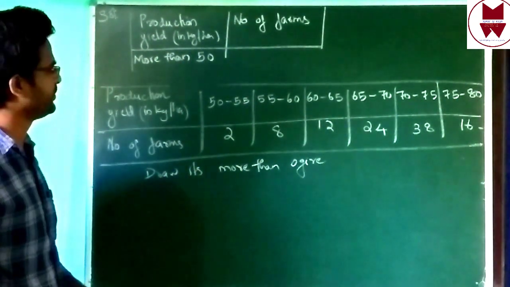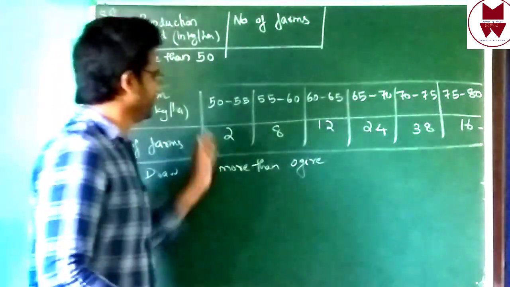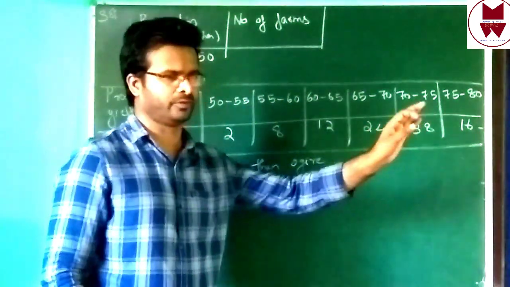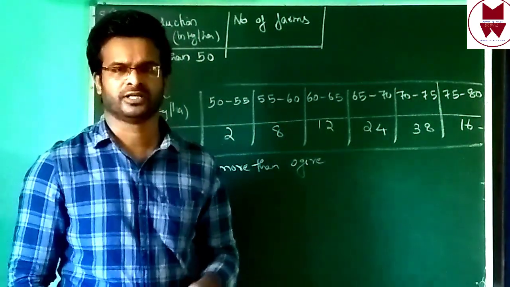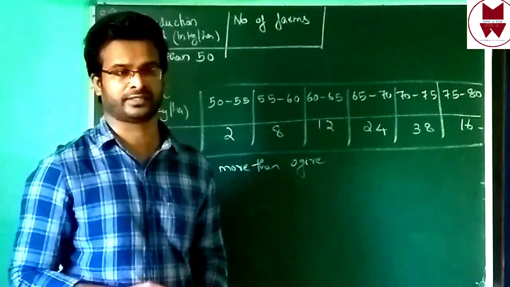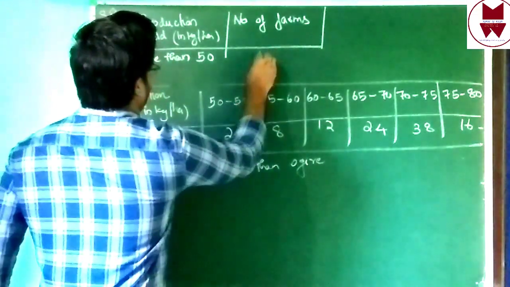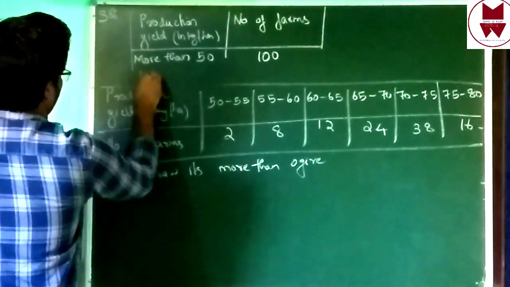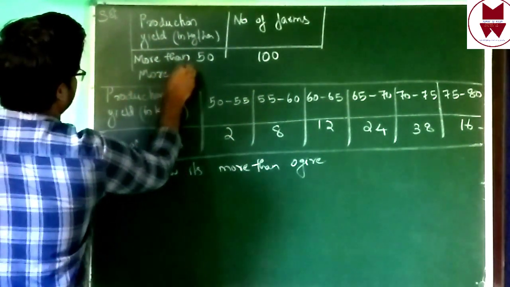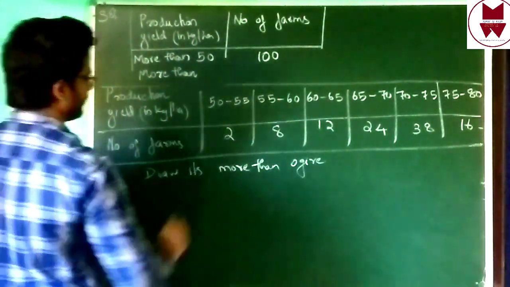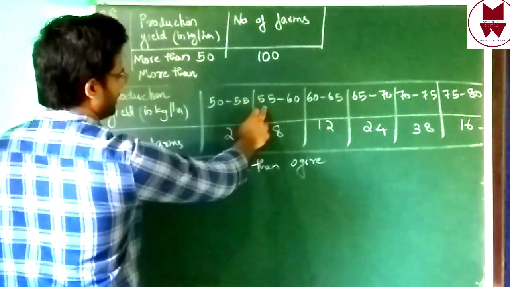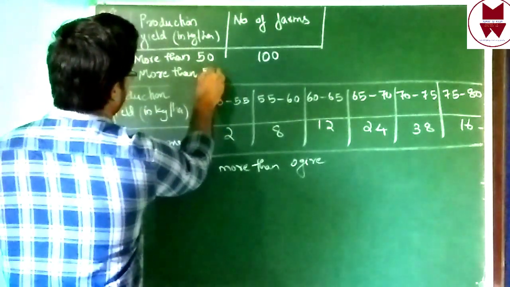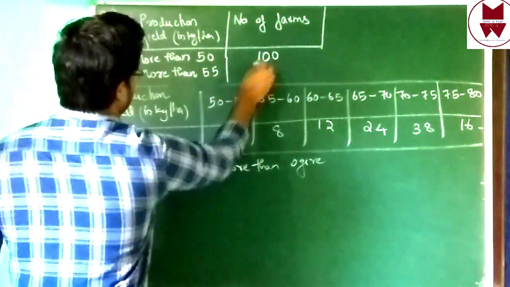Then more than 50 means all the numbers will be included. This 2, 8, 12, everything will be included. Already given in the question, the total number of farms is 100, isn't it? Then we can write that 100 first. Then next, more than 55. Second class interval is 55 to 60. Use the lower limit, more than 55. First write 100.